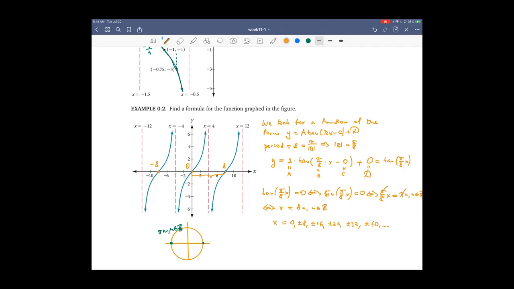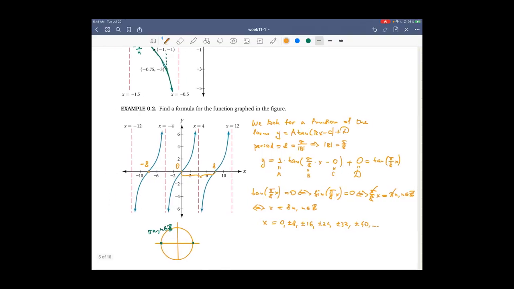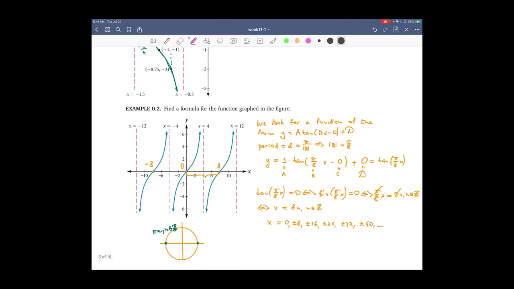What about vertical asymptotes? Vertical asymptotes of this function, tangent of pi over 8x, are wherever pi over 8x equals the forbidden value of a tangent, pi over 2 plus pi n. Let's say pi k, k is an integer.